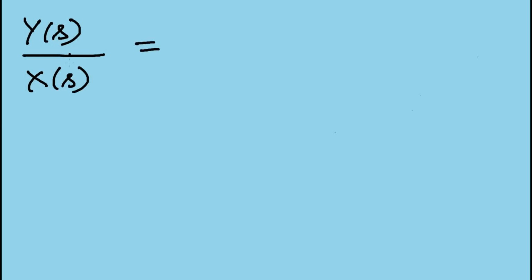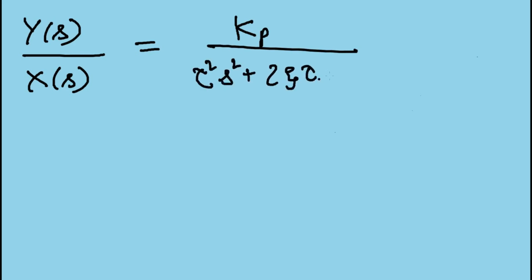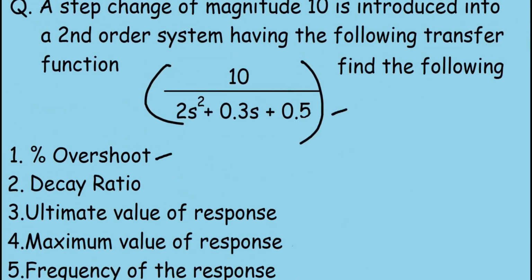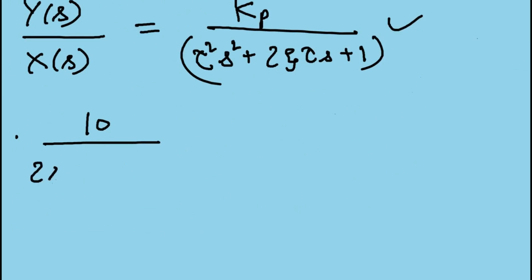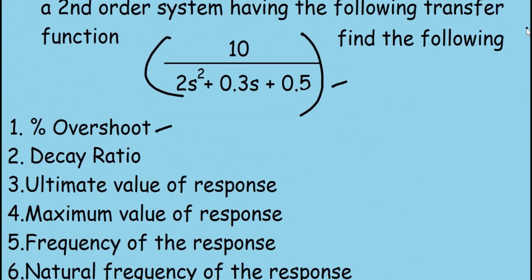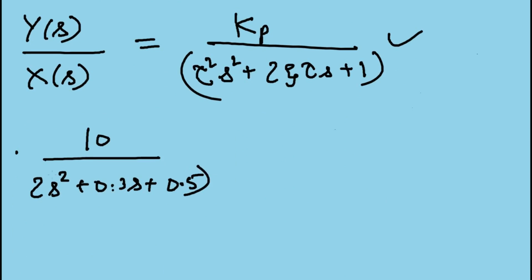The transfer function for a second order system can be written in this way: Kp divided by tau squared s squared plus 2 zeta tau s plus 1. This is the general form. Now we will compare this transfer function with the given one. What they have given in the question is 10 divided by 2s squared plus 0.3s plus 0.5. This is what is in the denominator.